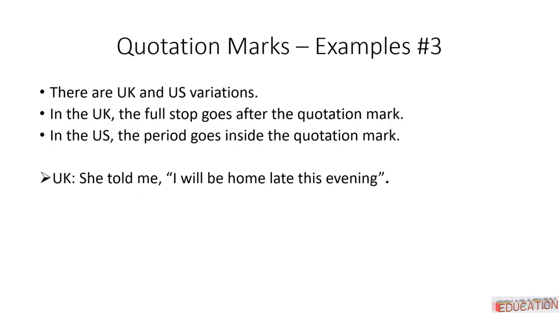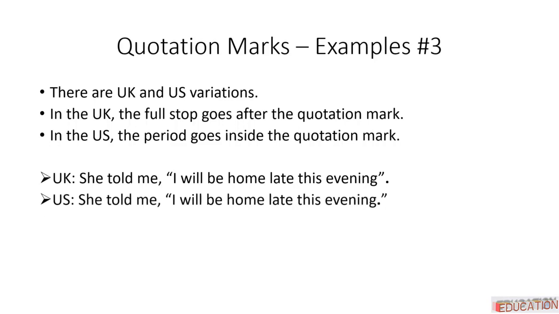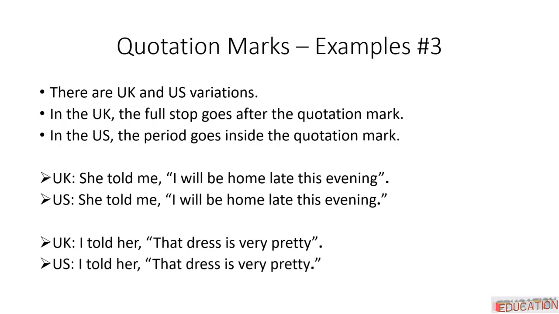So the UK version looks like this: She told me "I will be home late this evening", with the full stop right at the very end, outside the quotation marks. And in the US, they write it slightly different: She told me "I will be home late this evening." But the full stop goes inside the quotation marks. Or another example, UK would say: I told her that "dress is very pretty", with a full stop at the end, and the US version of the same sentence has the full stop just inside the quotation marks.